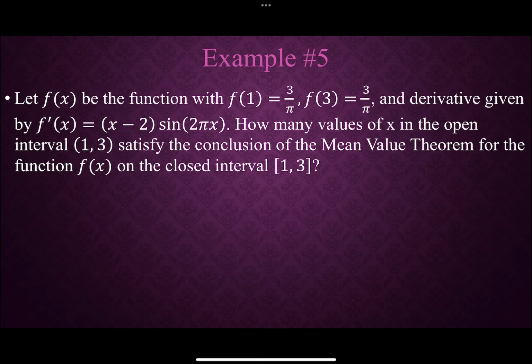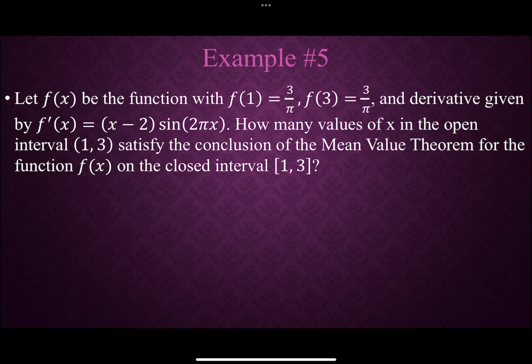Here they're giving us function values at 1 and 3, because they're not giving us the original function, they're giving us the derivative. And they want to know how many values of x in this open interval 1 to 3, meaning not including 1 and 3, will satisfy the conclusion of the mean value theorem for the closed interval. We're given the derivative, which is a linear function multiplied by a trig function, sine. So the derivative exists everywhere, and there won't be a situation where the derivative does not exist, because it's not a tangent function which could be dividing, or secant or anything like that.